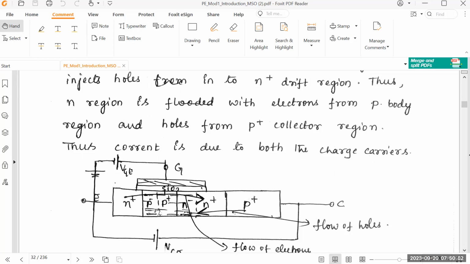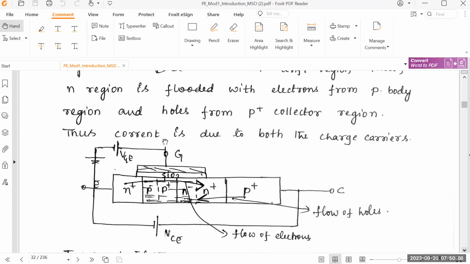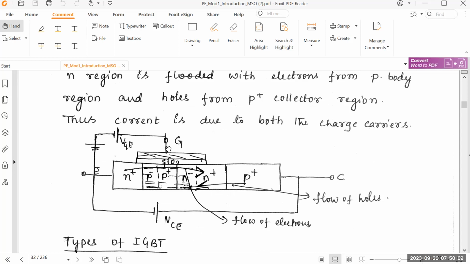So this is what is happening. This is how it looks. You can see the diagram has been shown over here. This is the gate terminal. Beneath the gate there will always be an SiO2 layer, over the silicon region. The voltage between the gate and the emitter is VGE, and then there are the N plus region and P plus region. You can see there are NPN transistors and also PNP transistors embodied within this particular IGBT.